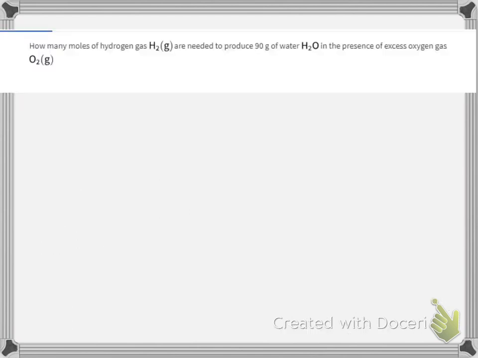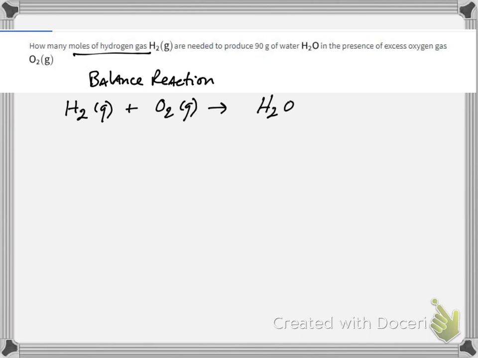Okay, the next question is, how many moles of hydrogen gas are needed to produce 90 grams of water? All right, so again, we always start with the balanced reaction. This is a combustion. So what we're going to do is balance water last. So we put a 1 in front of H2. That means there's 1 water.